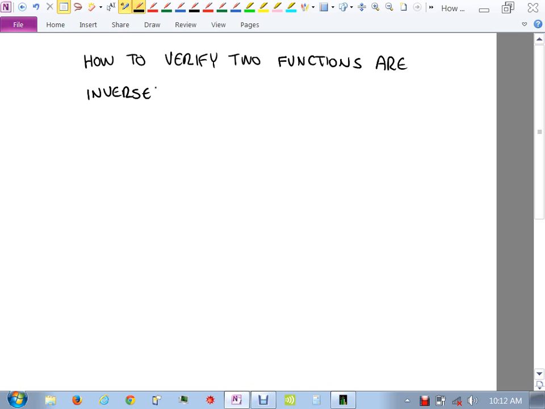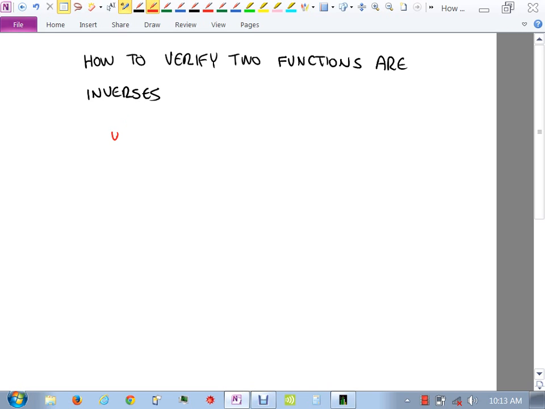Okay, here's a new problem. How to verify two functions are inverses. Students historically do not like this, all right? Just FYI. So if I give you functions and I say, hey, are these inverses? You have to check them. And here's the official stamped approved way of showing that two functions are inverses. Here's what you must show.